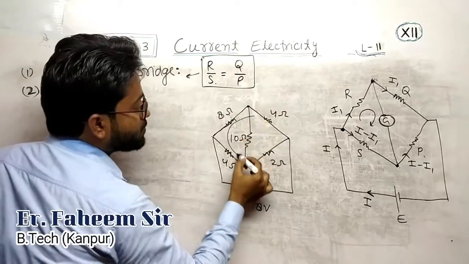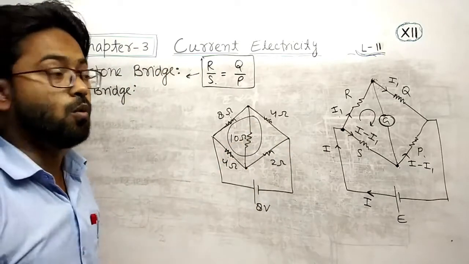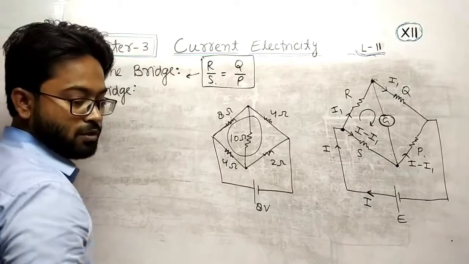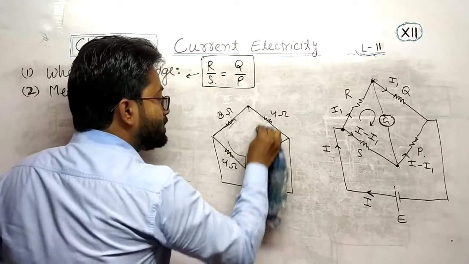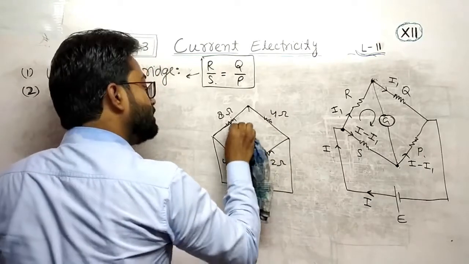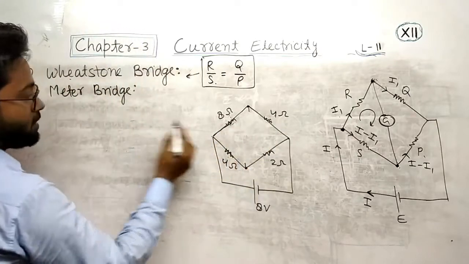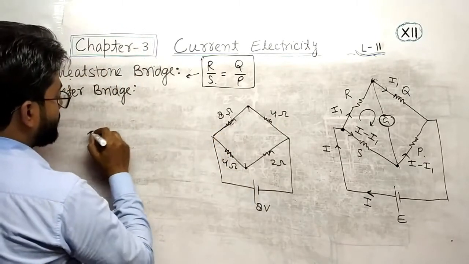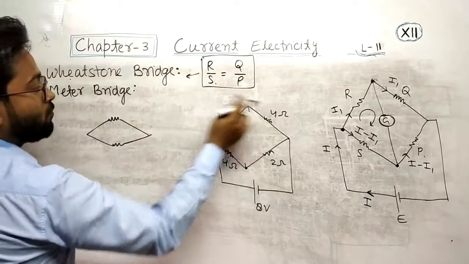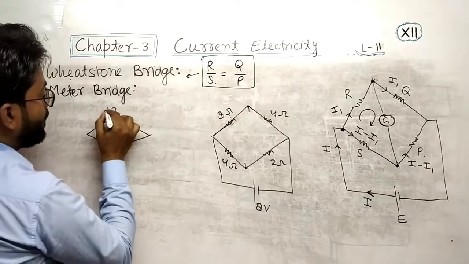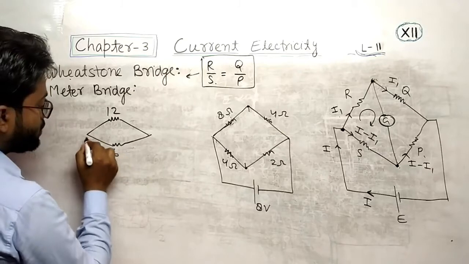If no current is passing through this branch, that means no significance of the 8 ohm in the middle. You can simply remove this resistance, and these two resistances are in series. 8 plus 4 will be equal to 12, and these two are also in series, that is equal to 6.